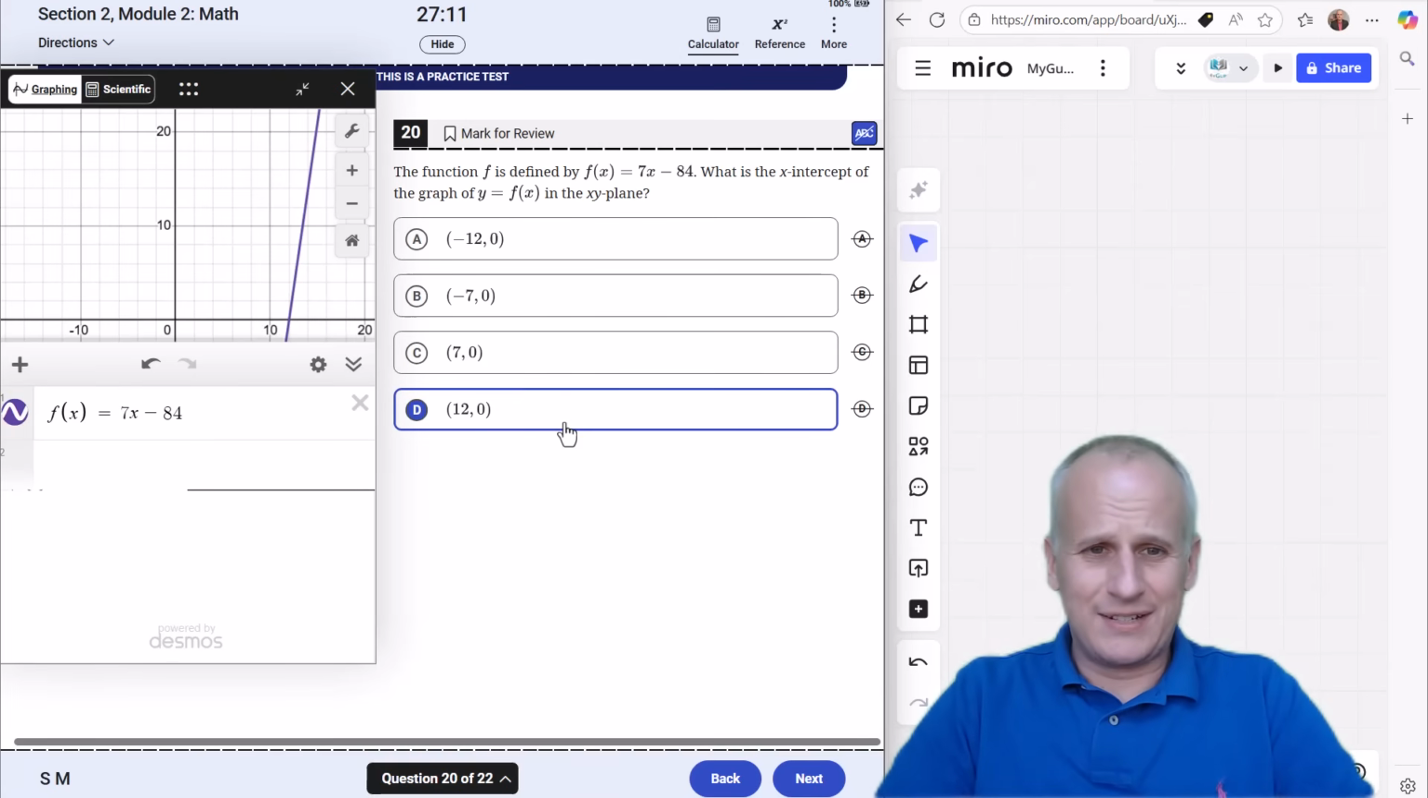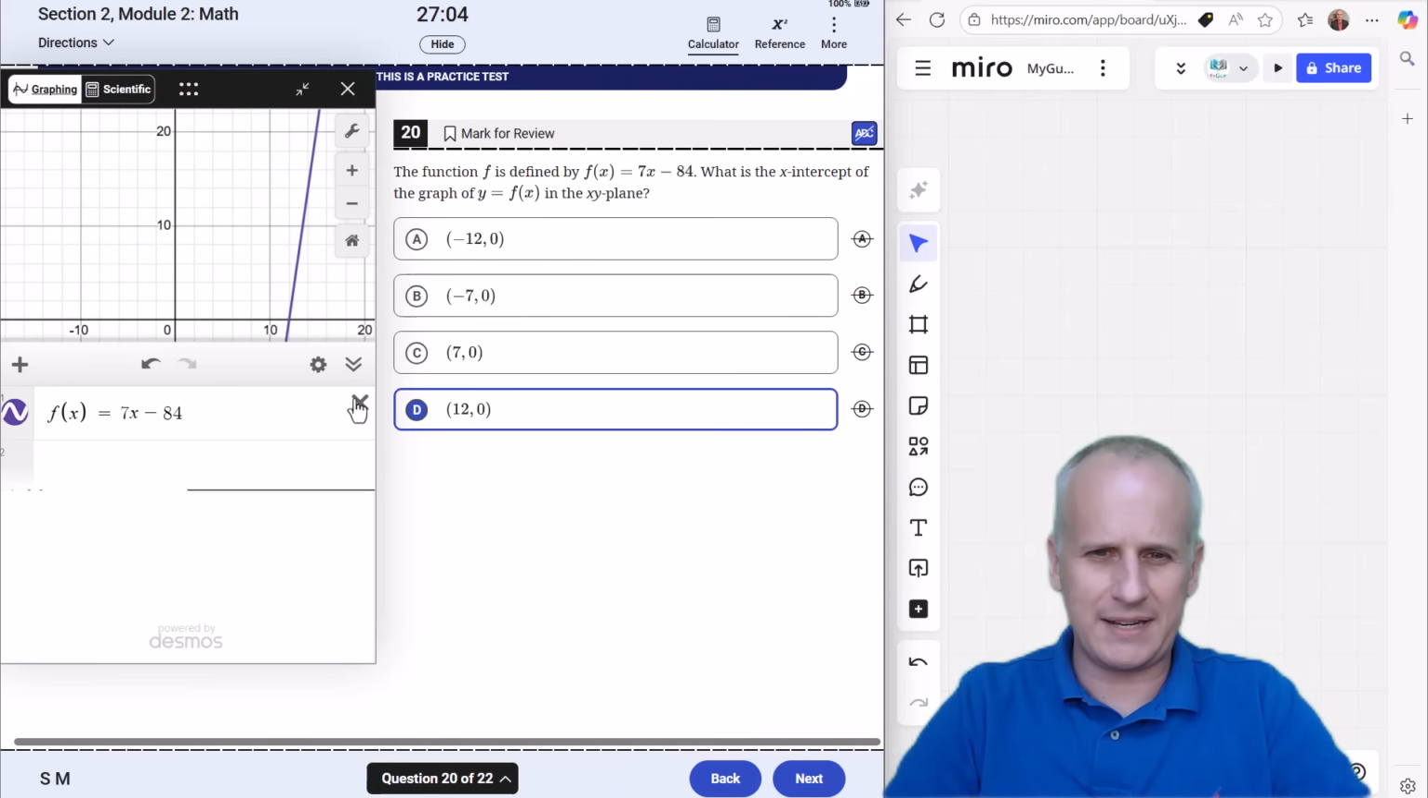No reason to do this technically. Use the tool that's at your disposal. Of course, you could plug in 7x minus 84 is equal to 0 and solve, but why do the extra work on the digital SAT?